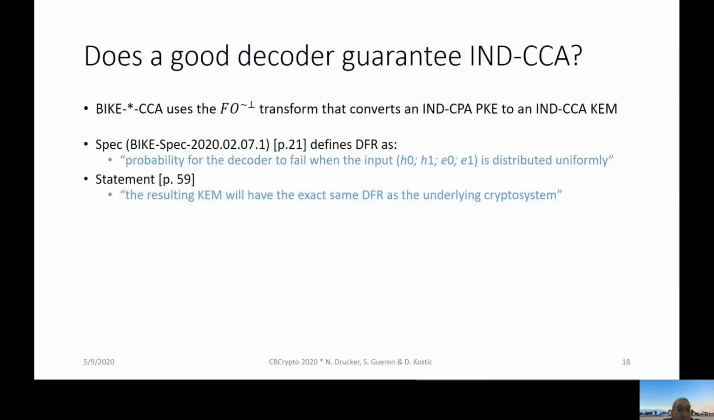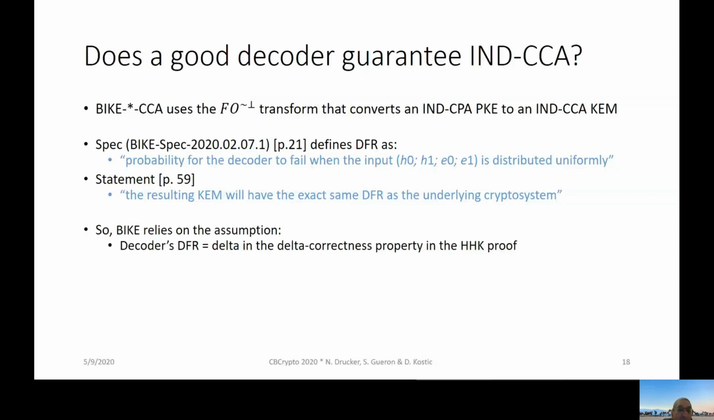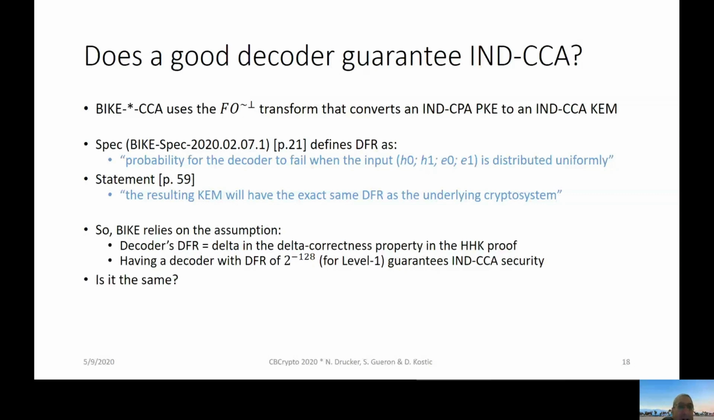Okay, so there are two assumptions: that the decoder's DFR and the delta-correctness property of the HHK proof are the same thing, and therefore that having a decoder with this DFR guarantees IND-CCA security. Now, are these two things the same? The DFR and the delta. They are not the same unless you have a proof for that.